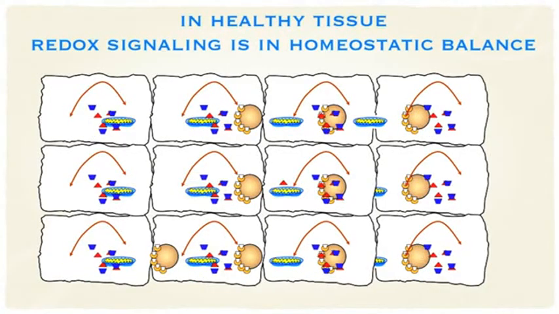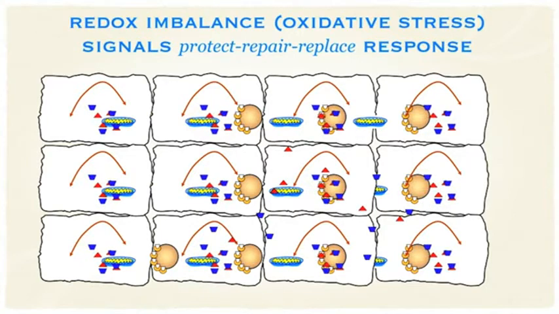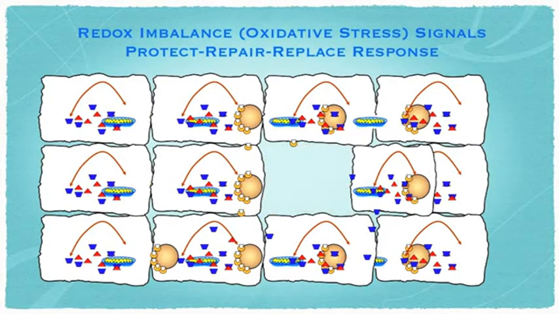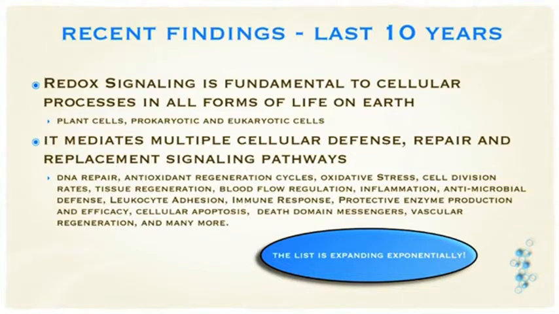So in healthy tissue, redox signaling is in homeostatic balance. We now have a multitude of cells that are in balance. Where there's oxidative stress, this would signal a repair, replace, or protection process. And so there's a burst, perhaps from an injury or an infection, and this is signaling trouble. So the cell group of tissues here have to decide what they're going to do about it. That particular cell decided to replace itself, and a neighboring cell comes in and fills in the gap to promote better health for the tissue.